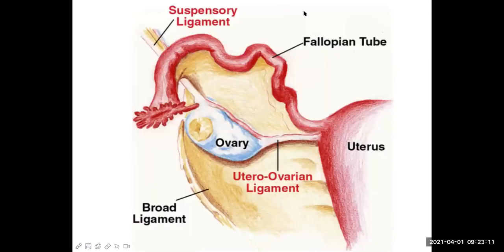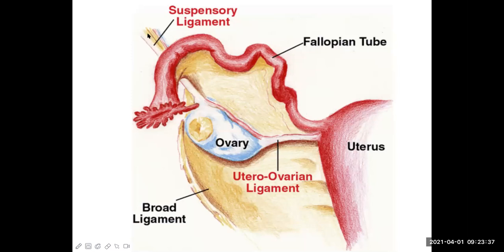Now see this picture. It is very clear in this picture. This is the uterus. Here is the fundus of the uterus. This is the cornu of the uterus. This area is called the cornu. Here is the fallopian tube, and this is called the ovarian ligament, also known as the utero-ovarian ligament. Here is the suspensory ligament.